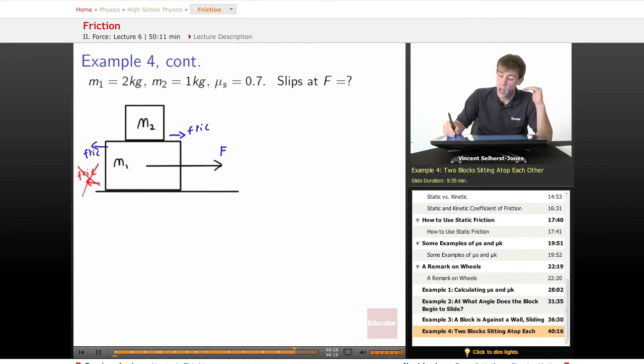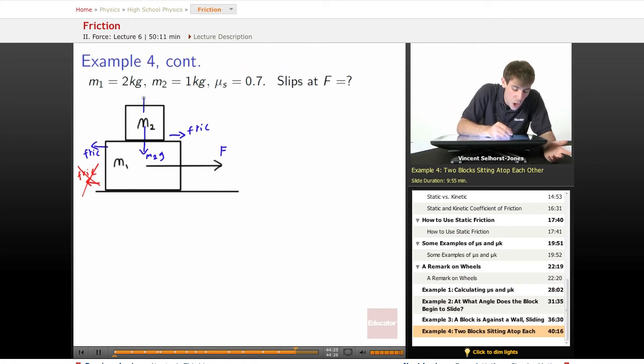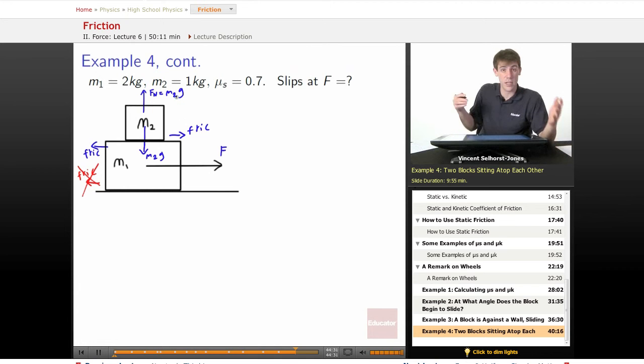Okay, so what is mu s? We know mu s. What's normal force? Well, how hard does M2 push in? M2 is going to push in with M2 times g. So Fn equals M2 times g because it doesn't burst through the box. It doesn't move through it. It stays on top of it. If we just let it alone, it would sit there.